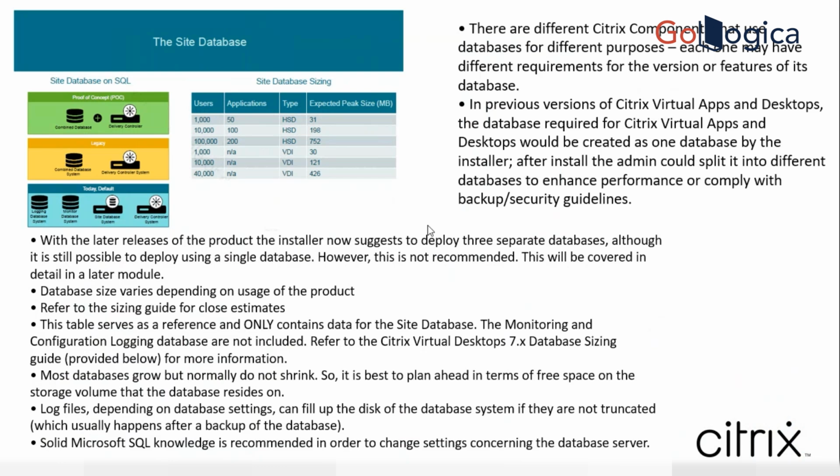When you install Citrix Virtual App and Desktop, by default, a local database is created. What databases are created? One is the configuration logging database. Second is the monitoring database, and third is the site database. These three databases will be created.